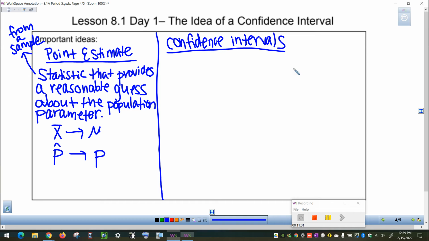All right, and then we talked quite a bit about confidence intervals. So one of our learning targets was to interpret a confidence interval in context, be able to determine the point estimate and margin of error from a confidence interval, and then use a confidence interval to help make a decision about a parameter.